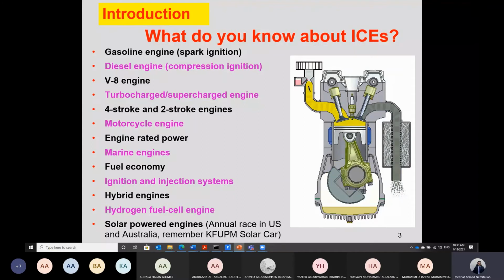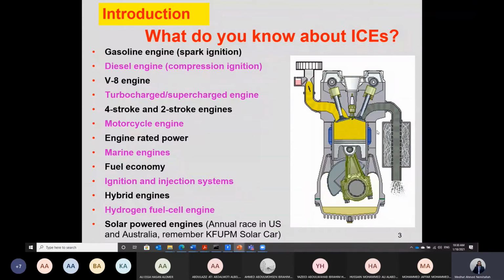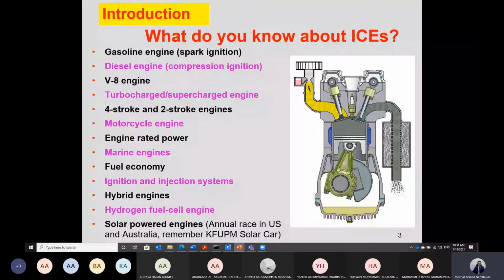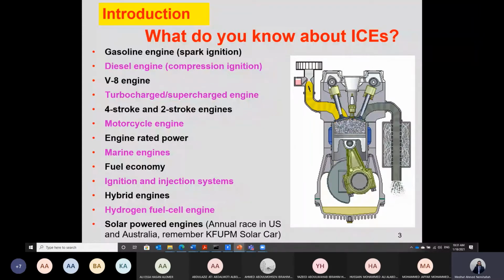If you look at any internal combustion engine, like the engine in a car, it consists of a cylinder and piston device, and we have here the intake valve. The intake valve is operated using a camshaft. The cam has a tip point.